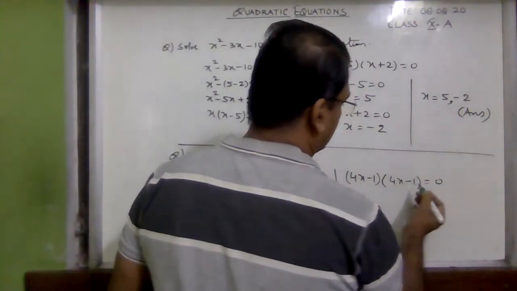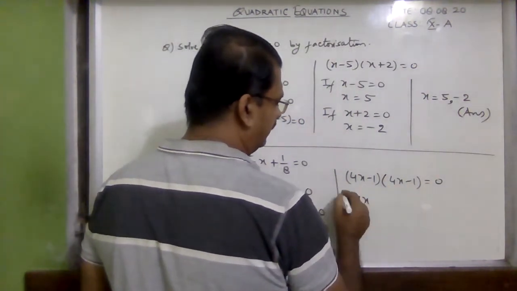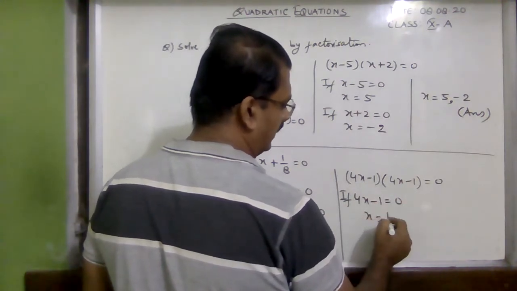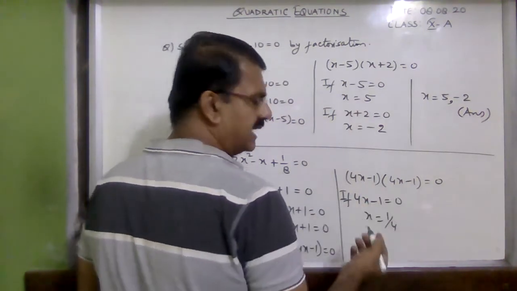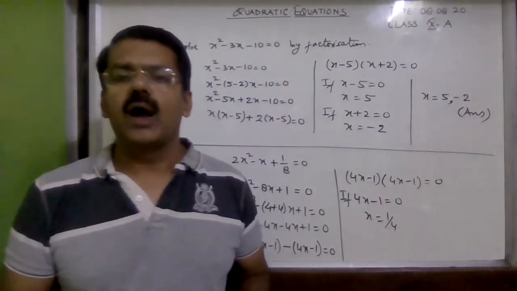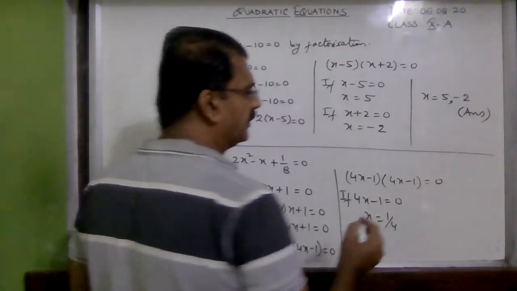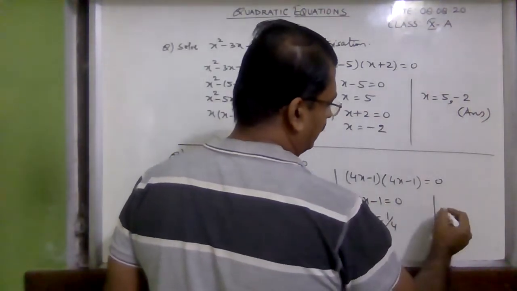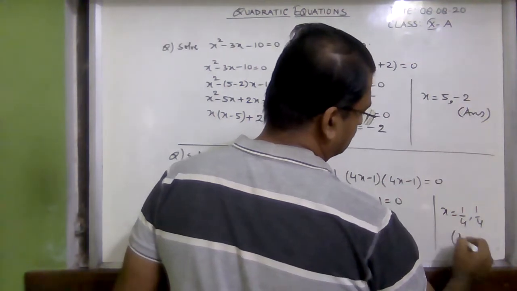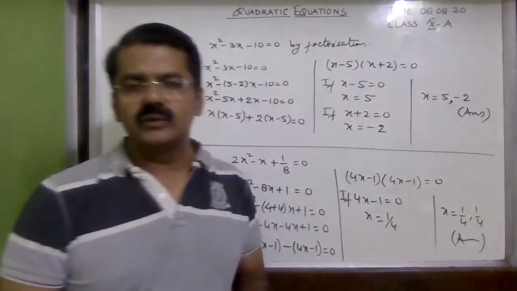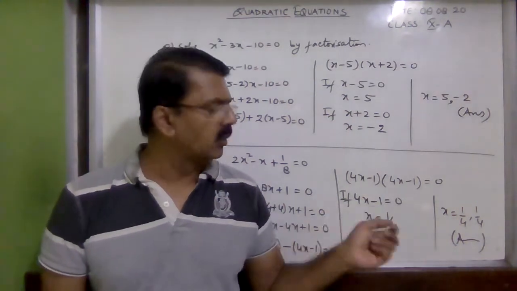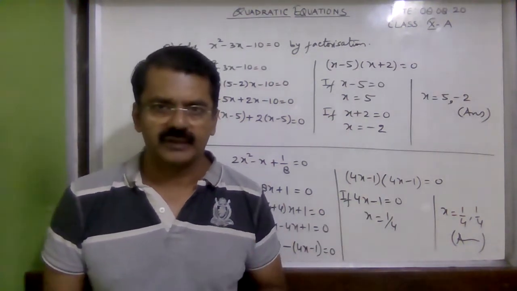is equal to 0. Now if 4x minus 1 is equal to 0, then x is equal to 1 by 4, and once again the same factor is there, that means both the values here are 1 upon 4. So we are getting x is equal to 1 by 4 and 1 by 4. So here the values of x, or the roots of this equation, are equal. Both are 1 upon 4. Clear?